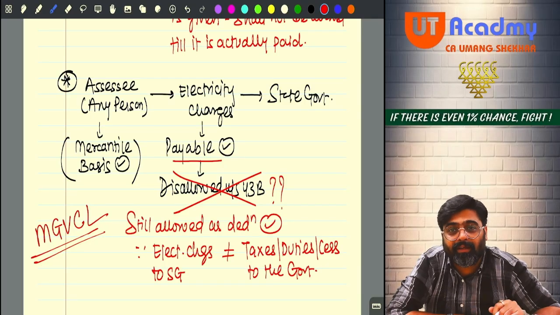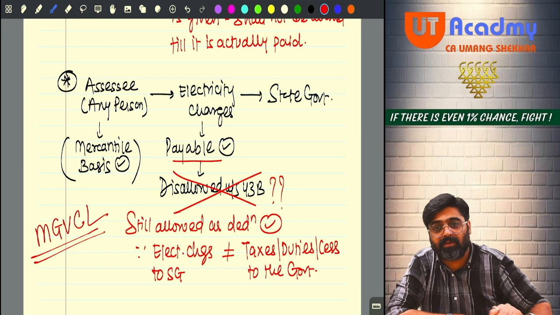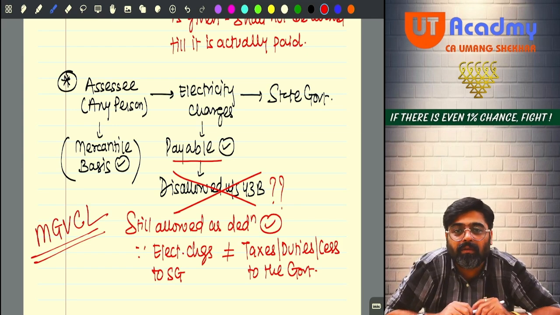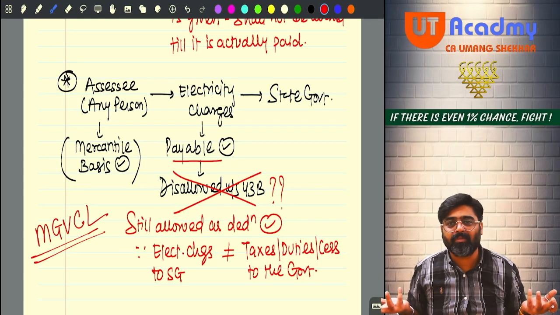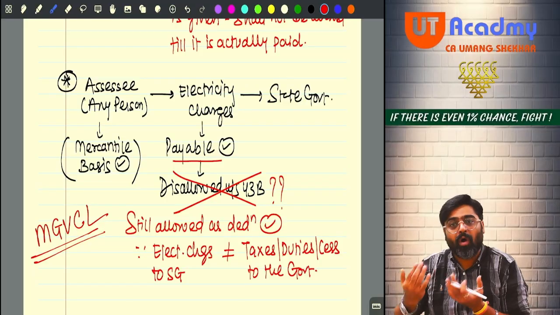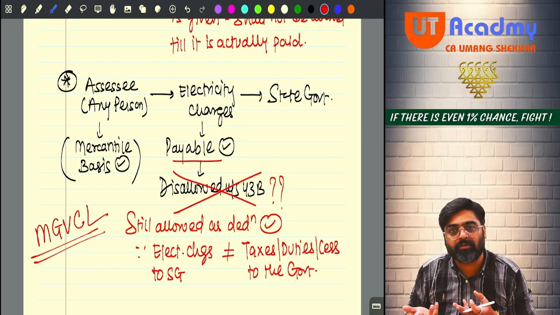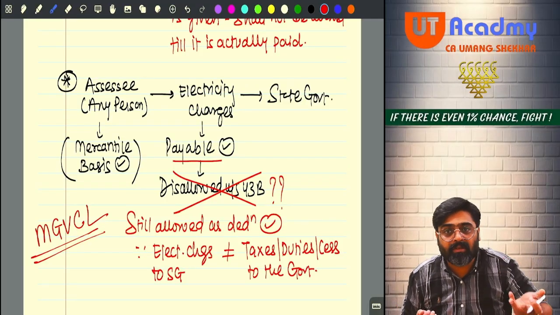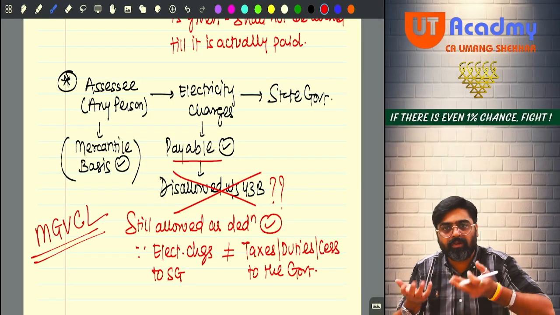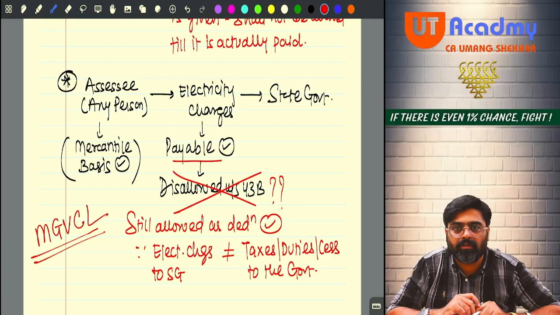Outstanding, due. And you are following the mercantile system of accounting. Can you take the deduction? Yes, it is my business expense. And if I'm following the mercantile system of accounting, all the incomes are taxable on what basis? Due basis. So all the expenses of my business should be allowed on due basis, no? So this is an expense of my business, it should be allowed on due basis.